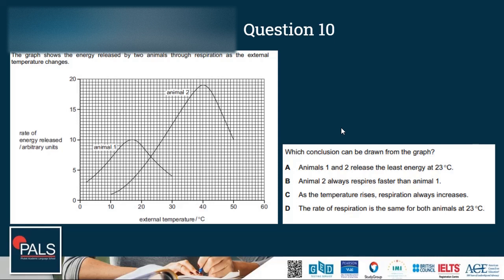Okay, if you are not sure yet, you can pause the video and continue to think about your answer. I will tell you the answer now. Correct answer is D. The rate of respiration is the same for both animals at 23 degrees Celsius. If we look at 23 degrees Celsius and we follow that line, we see that the two lines cross, which means we are at the same rate of energy release, the same rate of respiration.